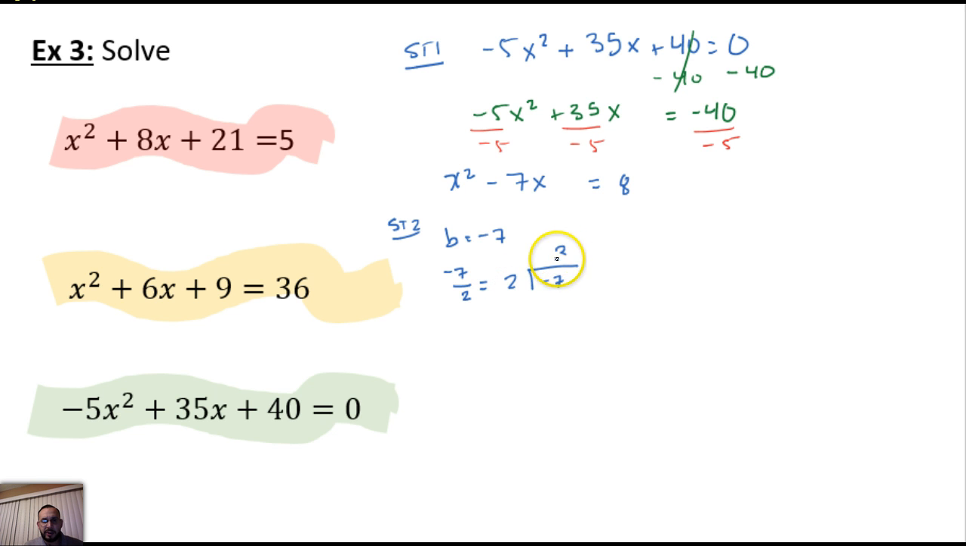2 goes into 7 three times, you get a 6. You don't have to put the negative, just ignore the negative. When we subtract, we get a 1. We bring down the decimal, 10, and 2 goes into that 5 times, so it's 3.5. If I take my b value and square it, I'm going to take 3.5 and square that value. Well, 3.5 squared. Let me just grab my calculator real quick.